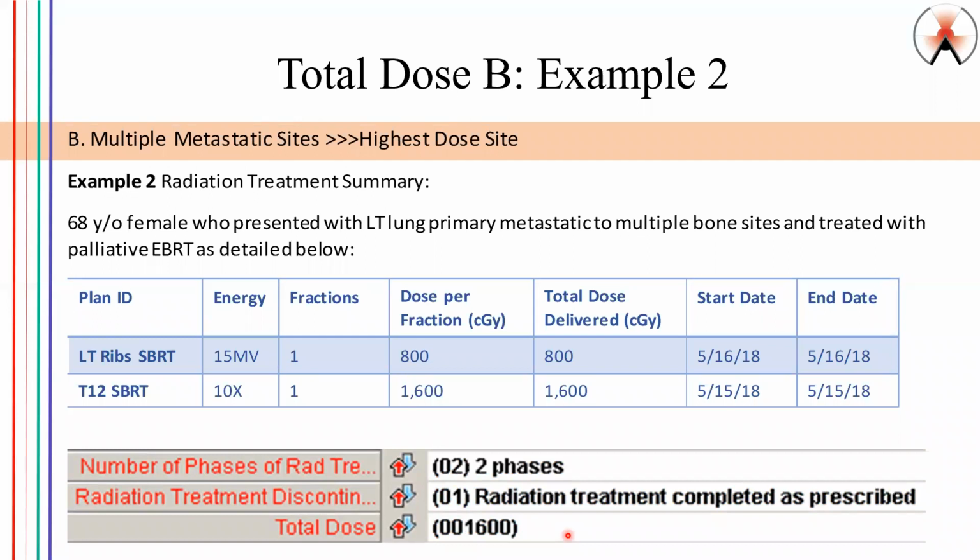Again, multiple metastatic sites, highest dose. Okay, the ribs and the T12 spine. Highest dose is 1,600, and that's what we capture.